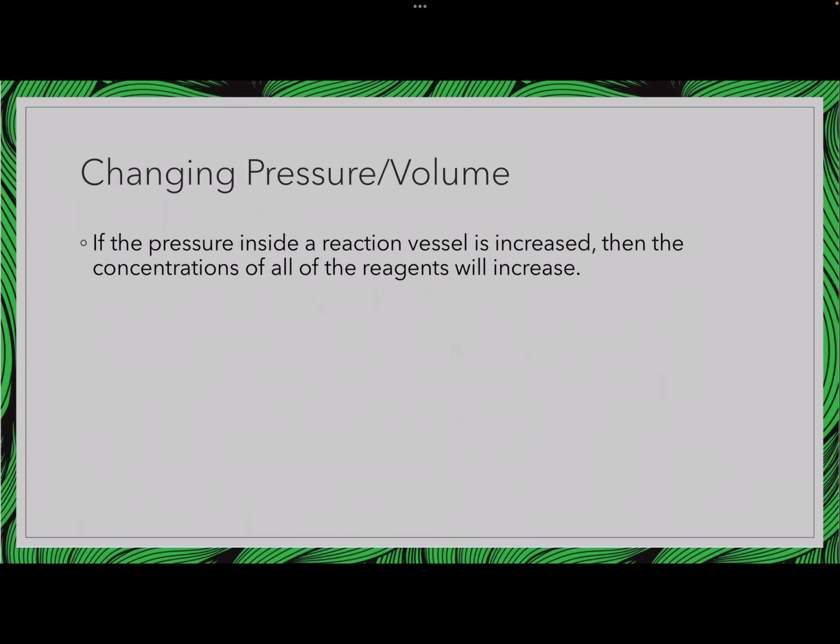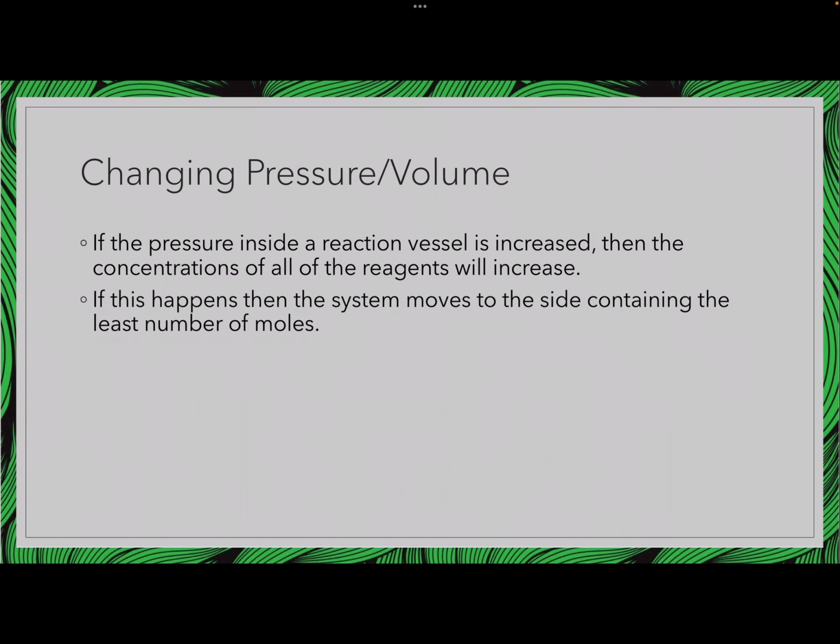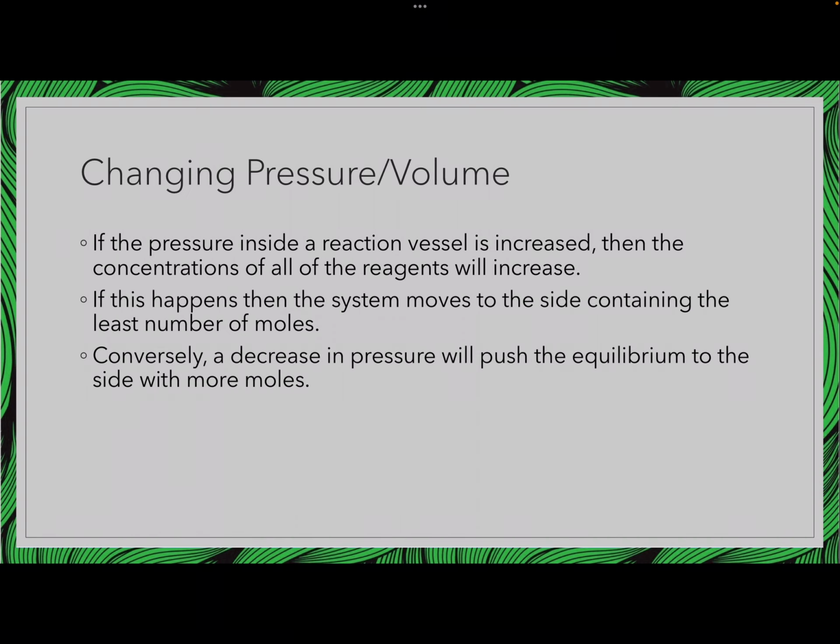Now, changing pressure and volume. So if the pressure inside a reaction vessel is increased, then the concentrations of all the reagents will increase. Now, if this happens, then the system moves to the side containing the least number of moles. Conversely, a decrease in pressure will push the equilibrium to the side with more moles.